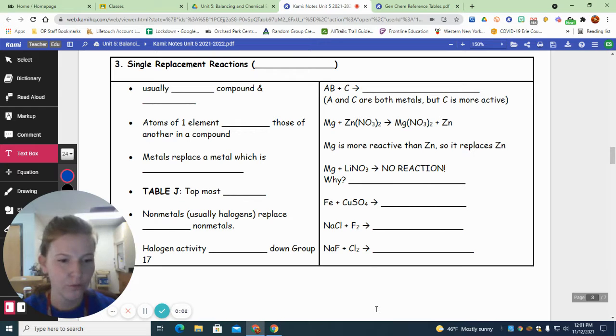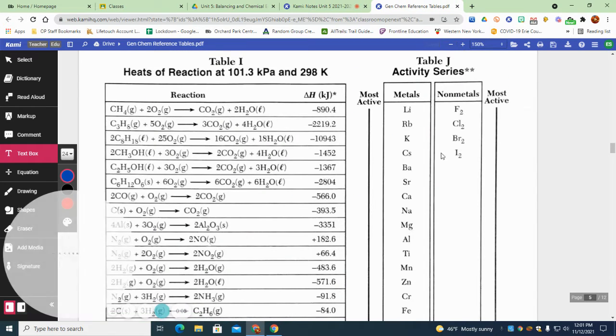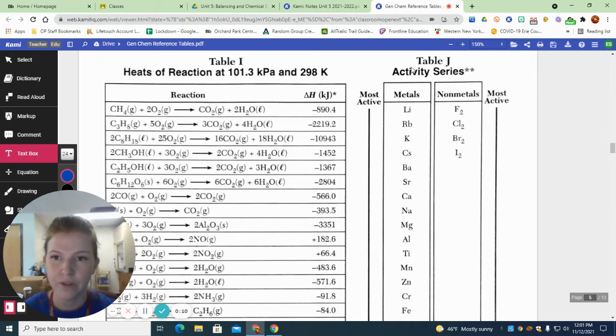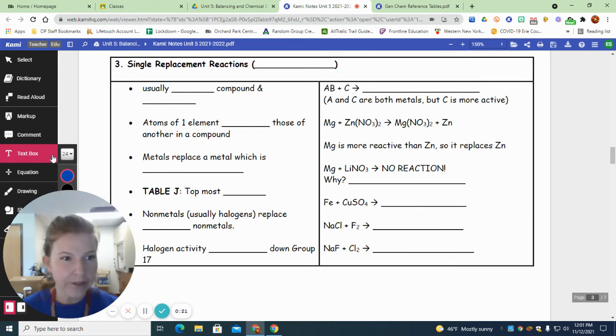Hi guys. So for notes today, we are going to be on page number 3. You're also going to want to have out your reference tables. We're going to be on page number 5 of your reference tables, specifically using Table J, the activity series. So have that handy. I'm going to be flipping between the two, as you'll see. So let's dive right in.